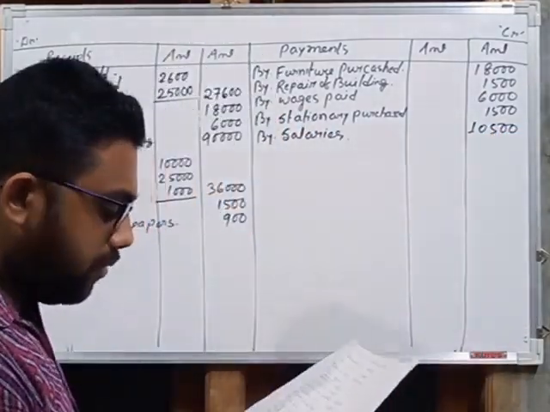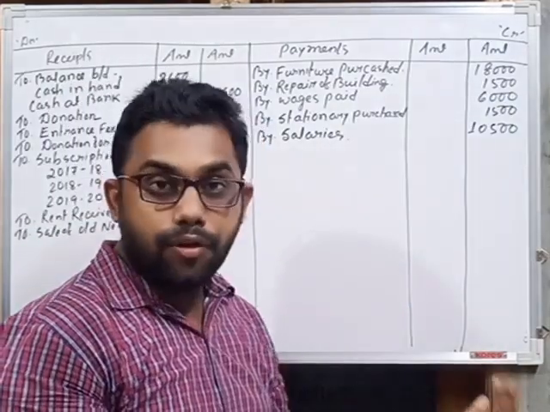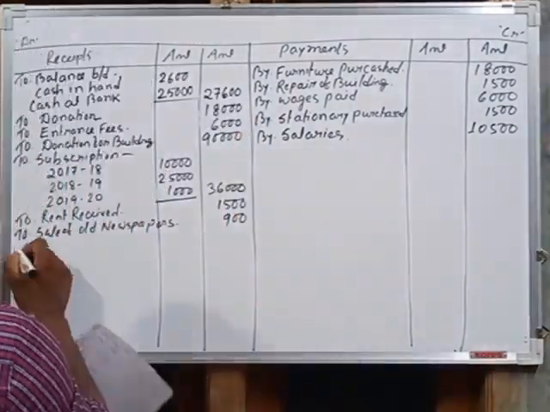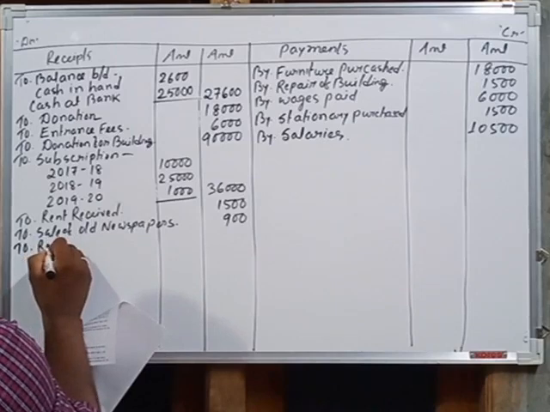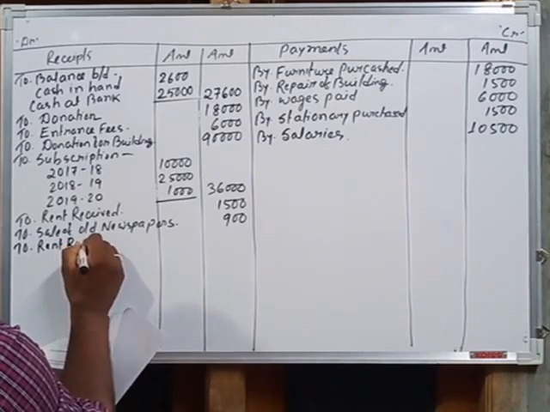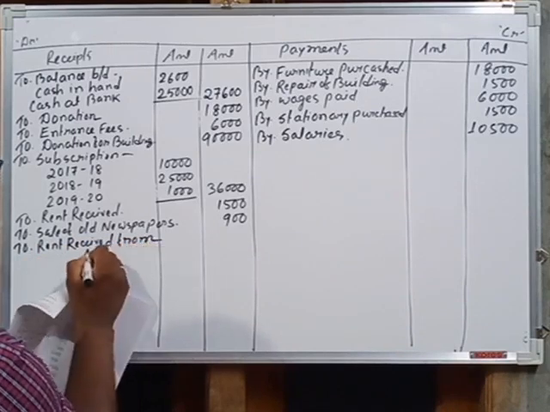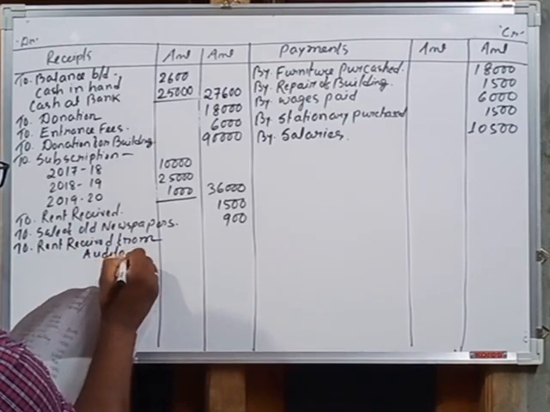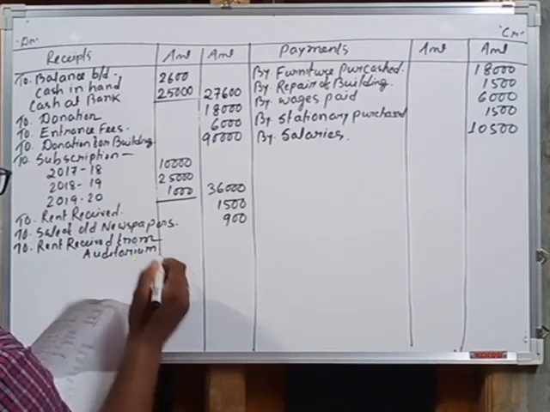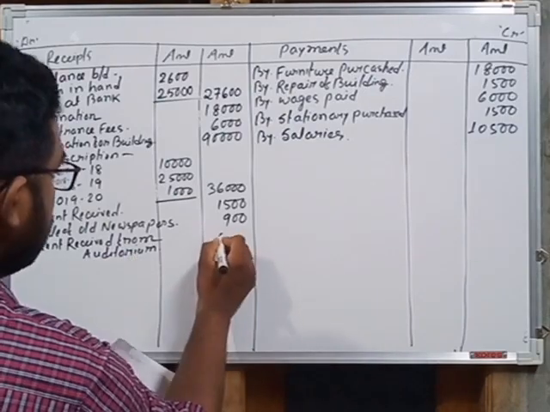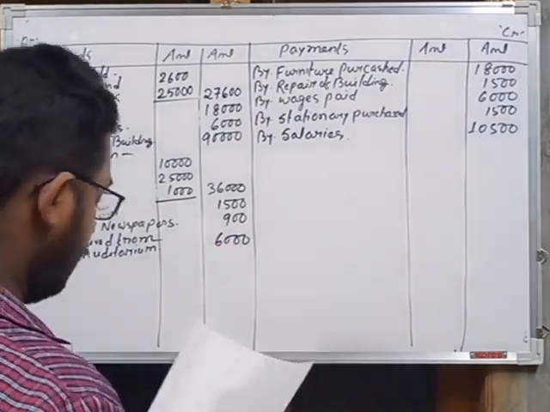Next, rent received from auditorium. That means we have received rent from auditorium, and the amount is 6,000. So it is an income.